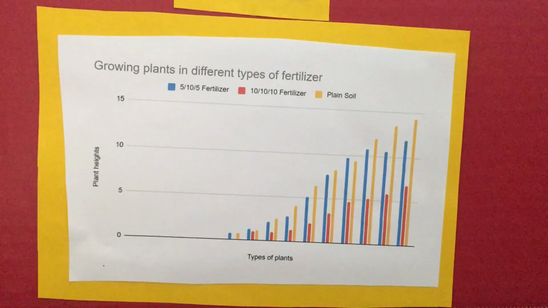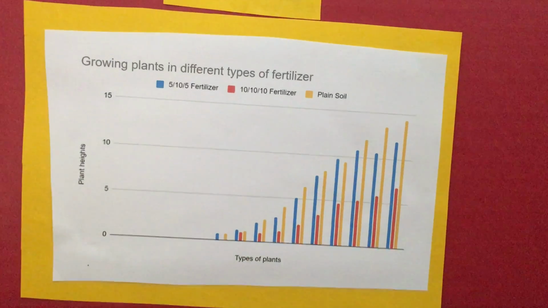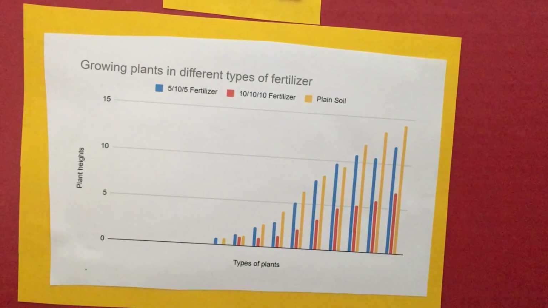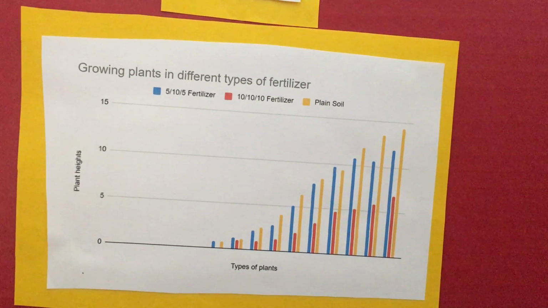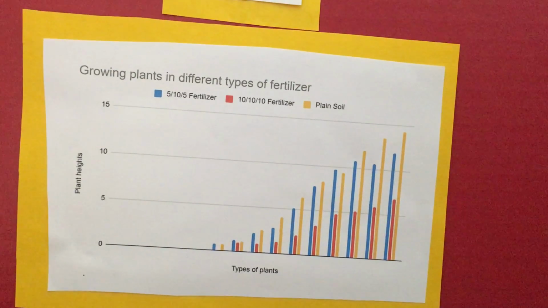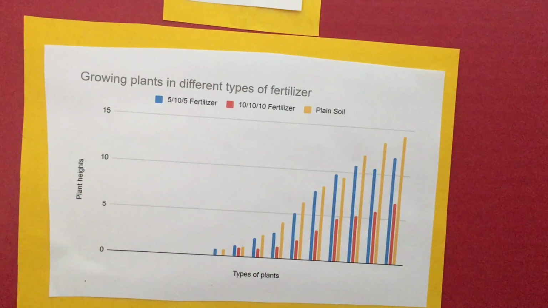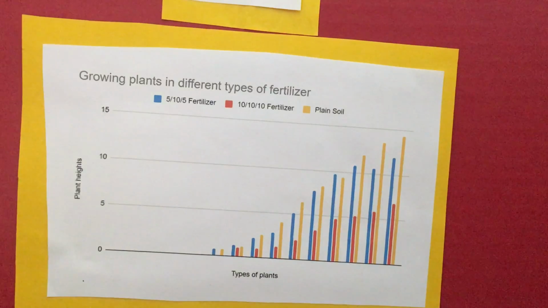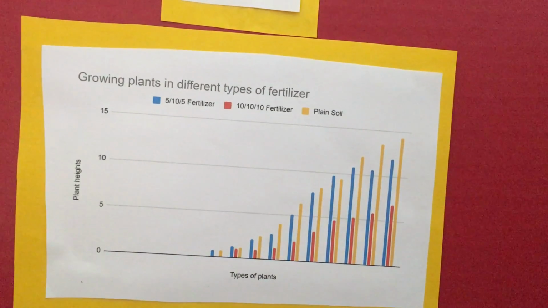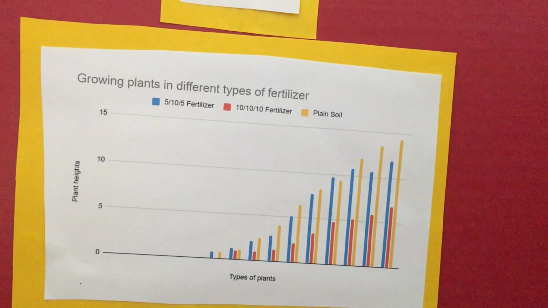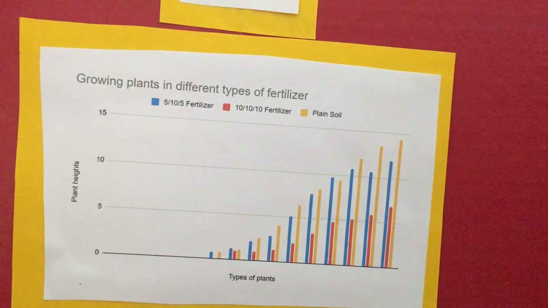The 10-10-10 fertilizer was not the best for growing Oregon snow peas. The plain soil, closely followed by the 5-10-5 fertilized plants, was the best for growing. On the last day of the 2-week experiment, the average height of the 5-10-5 plants was 11.9 centimeters, the average height for the 10-10-10 was 6.85 centimeters, and the average height for the plain soil plants was 14.3 centimeters. As the data shows, the 10-10-10 fertilizer was by far the worst for growing Oregon snow peas.